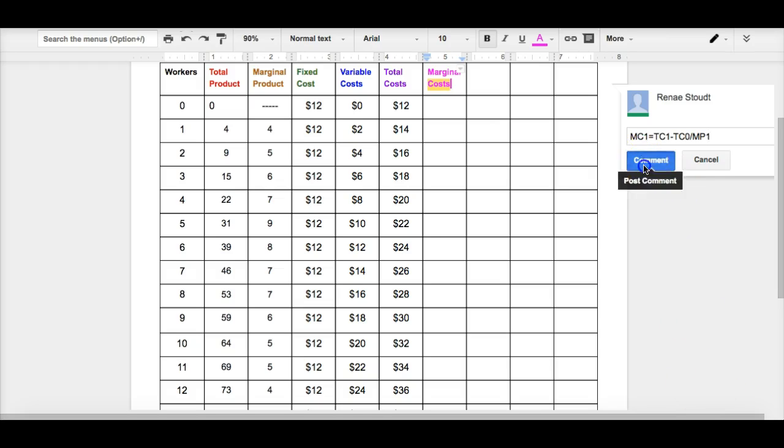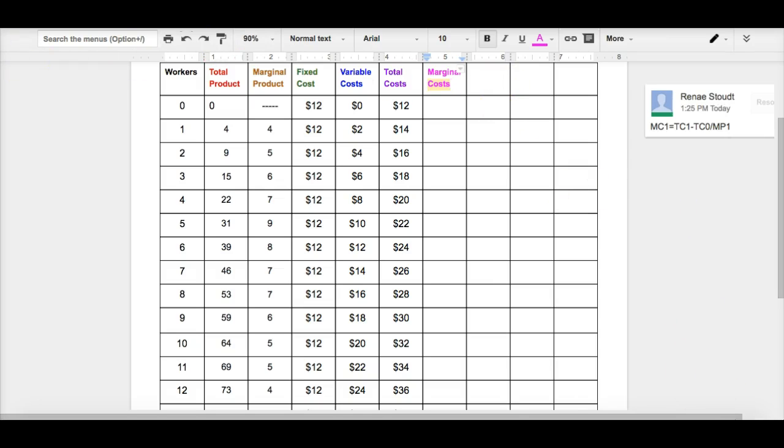Okay, so I'm going to leave that comment there, but I'm also going to write it out. The reason I leave the comment there is because when I write it out like this, it actually disappears over time. So marginal cost at 1 worker is equal to the total cost at 1 worker minus the total cost at 0 workers. There we go. Divided by marginal product at 1 worker.